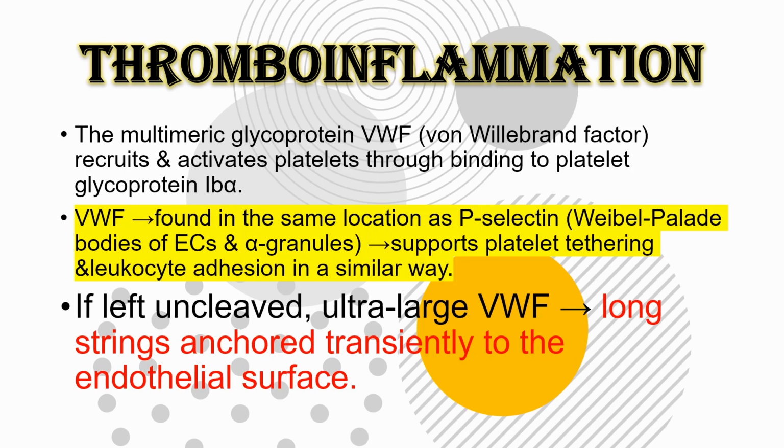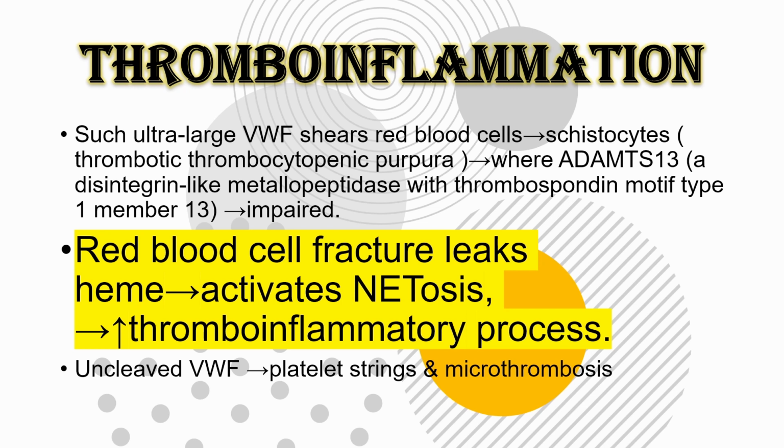The multimeric glycoprotein von Willebrand factor recruits and activates platelets through binding to platelet glycoprotein 1b alpha. Von Willebrand factor can be found in the same location as P-selectin, and it also supports platelet and leukocyte attachment in a similar way. If left uncleaved, von Willebrand factor will form long strings that will be attached transiently to the endothelial surface. The ultra-large von Willebrand factor will break the red blood cells, producing schistocytes, as in the situation in thrombotic thrombocytopenic purpura, where there is decreased activity of ADAMTS13, responsible for cleavage of von Willebrand factor.